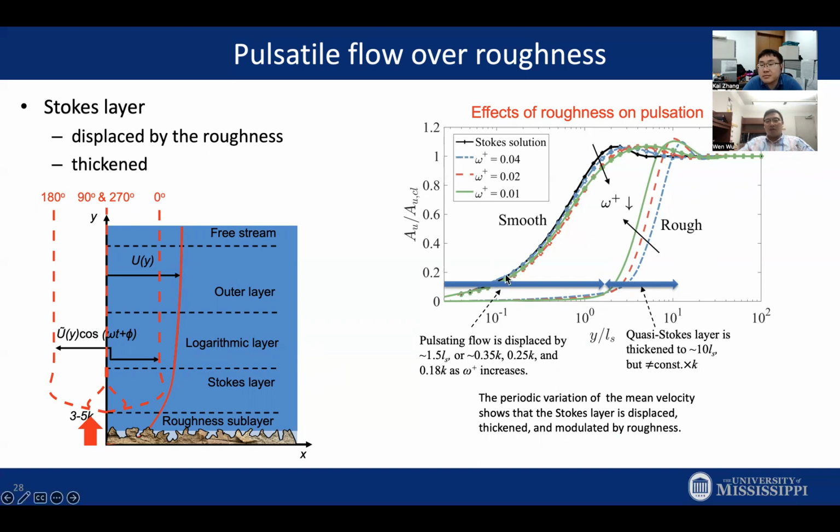So what it's showing here is the smooth wall profile, and the wall normal distance is normalized by the Stochastic layer thickness. So first of all, it is shifted, displaced by a certain portion of roughness height. It's monotonic, but we don't know why. It's a small fraction of the roughness height. And then it is thickened. The Stochastic layer used to be just 2 ls, but now it's roughly 8 to 10 ls, characterized by the pulsating flow. So it means the Stochastic layer is still there. It's sitting on top of the roughness sublayer, and it is thickened. That is what we observed in this flow.